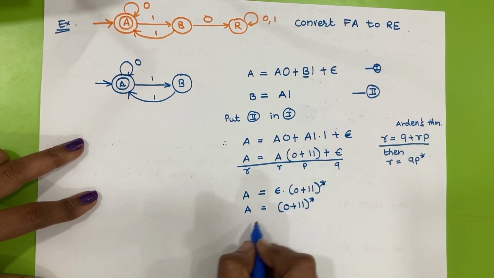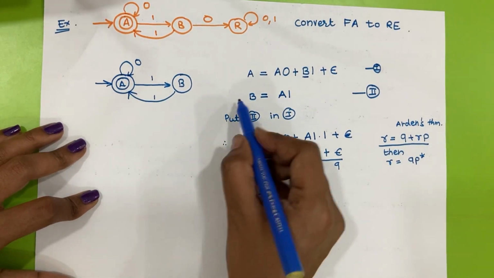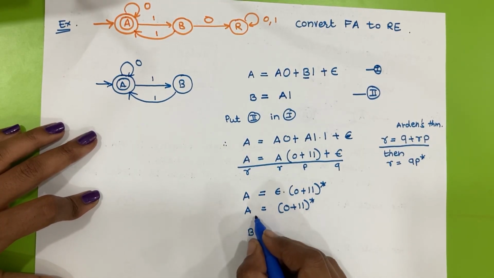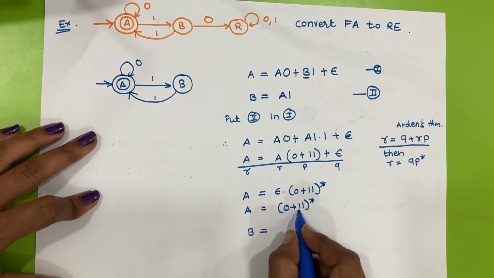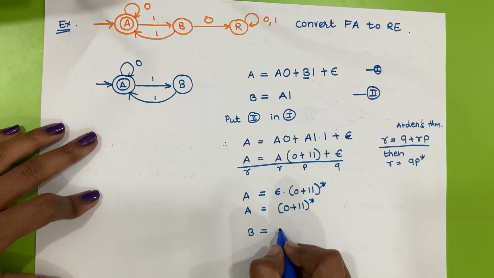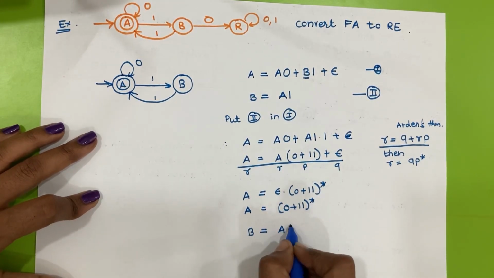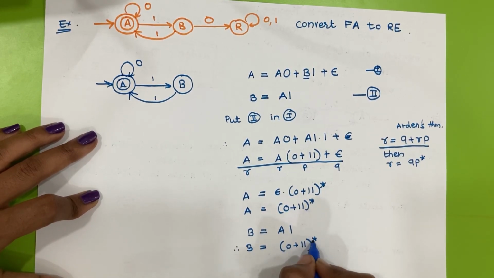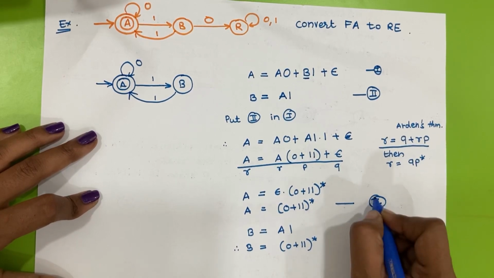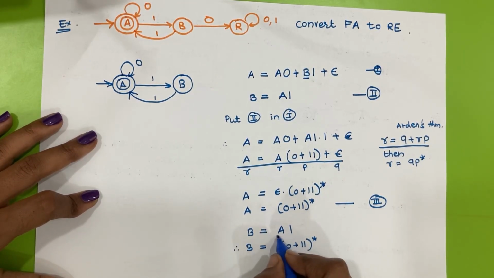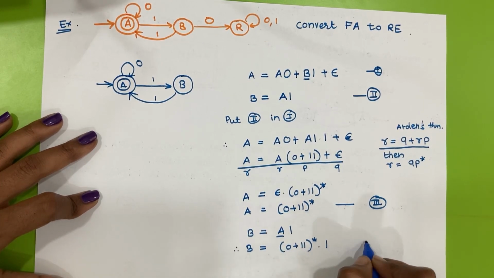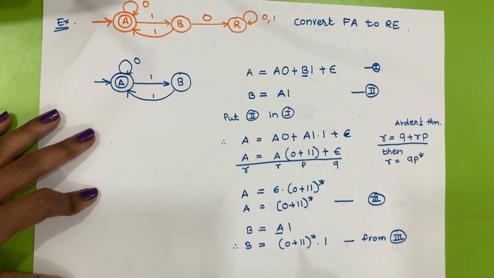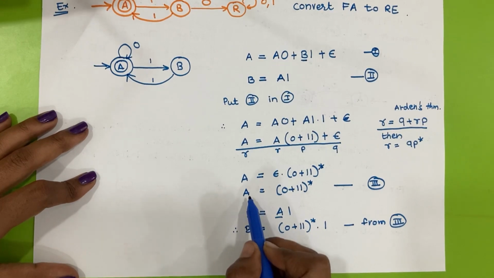Now I can put the value of A in the expression of B, so that I can get the value of B as well. So value of A is 0 plus 1 1 star, and B is equal to A1, therefore B is equal to 0 plus 1 1 star, this is the value of A, and dot 1 from expression number 3. So here I have got the values of B as well as A.